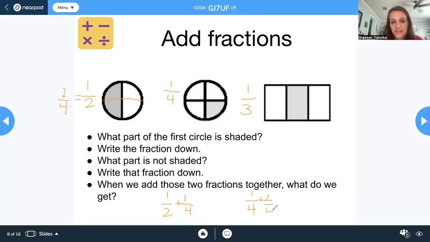we get, well, we keep the denominator the same, which is fourths. We don't add the denominator, but we add the numerator. 1 and 2 gives us 3. And we'll go more into that. But today, we're adding fractions that have like denominators. Okay, we're moving on to our next.